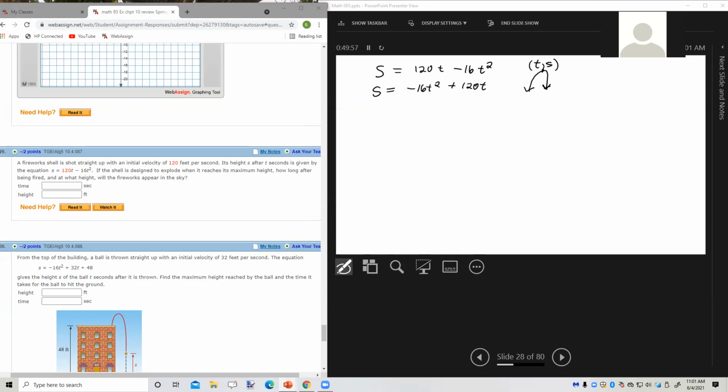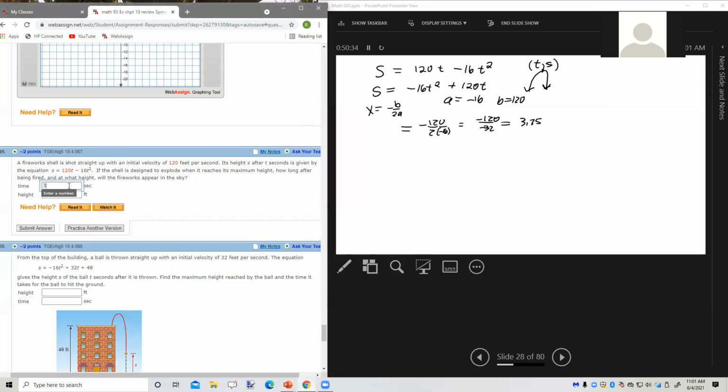So we're going to use x equals negative b over 2a. Technically it's t, but we're going to keep it in x for now. Let's see, what have we got? a is negative 16, b is 120. So this would be negative 120 over 2 times negative 16, which is negative 120 over negative 32. Negative divided by negative is positive. 120 divided by 32 is 3.75. So that's the time, 3.75 seconds, and the units are already there.